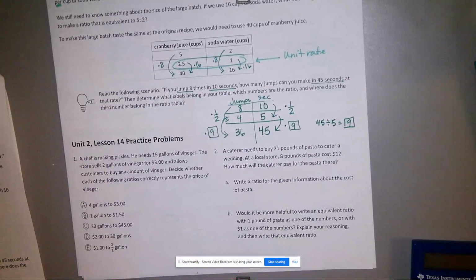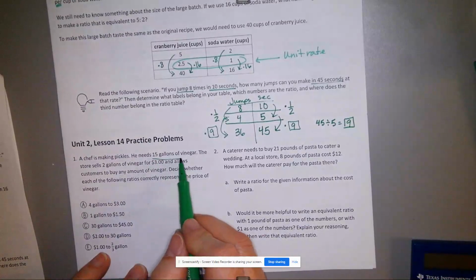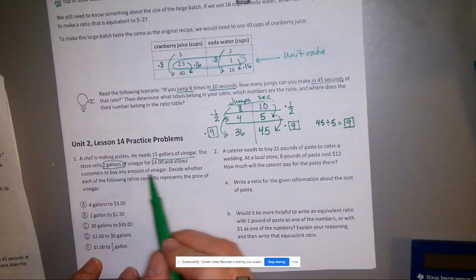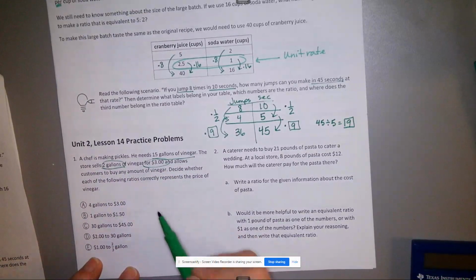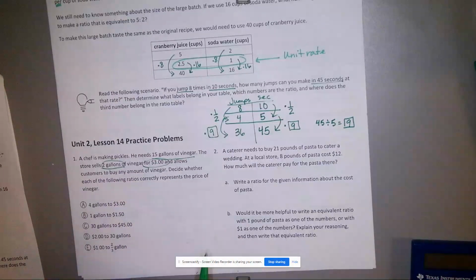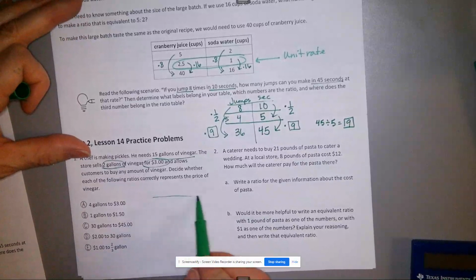All right, practice problems. The chef is making pickles. He needs 15 gallons of vinegar, but stores sell 2 gallons of vinegar for $3. Decide whether each of these ratios correctly represent the price of vinegar. So let's make a table.